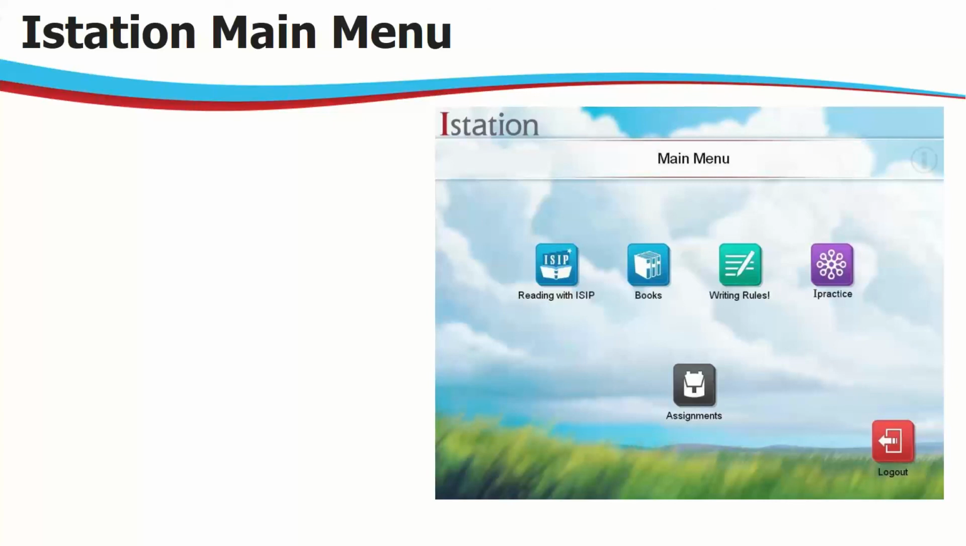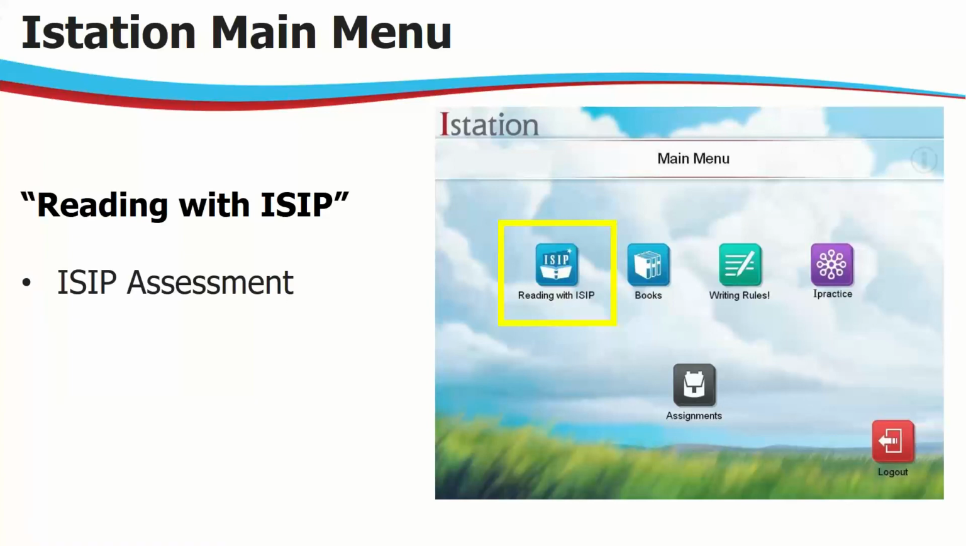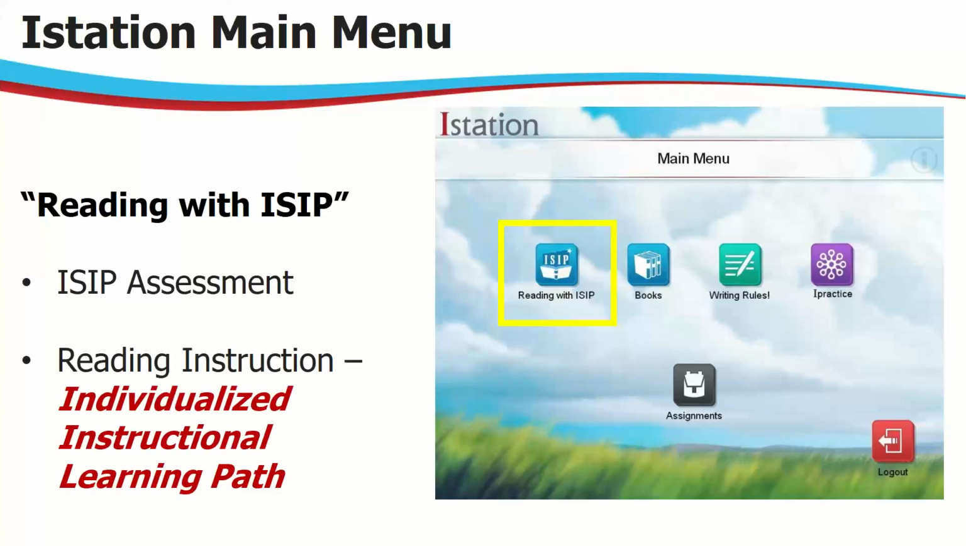You can see here, these are the icons that students have available to them. But what you want to focus on is the Reading with ISIP button. And that icon or button is going to be the place where students click to take the ISIP assessment, as well as where they access the reading instruction.